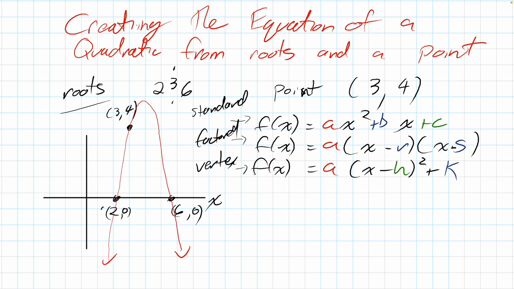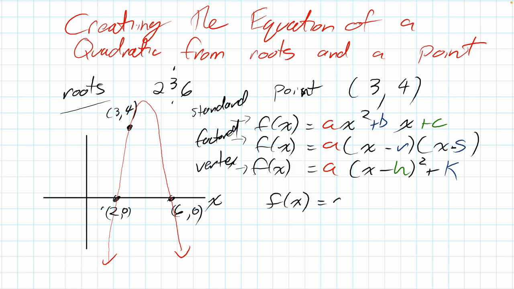If they'd given us something like the vertex, it'd be best to start with that form and plug it in. And if they gave us a y-intercept, something over here, and what it's stretched or compressed by, maybe this a value, then we could try to work with this. It still gets tricky. So we're going to take the factored form for what we're doing.